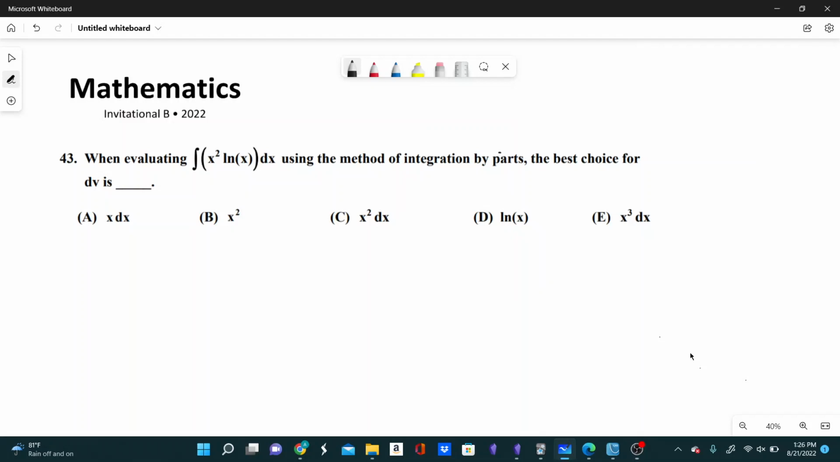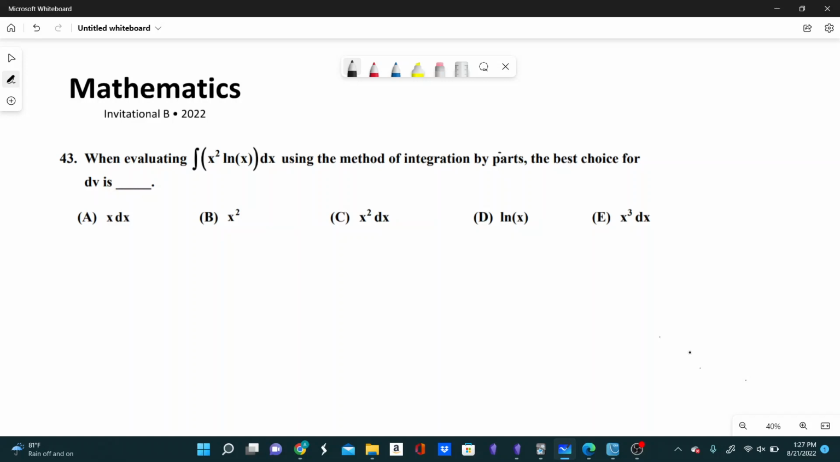Number 43. When evaluating the integral of x squared times the natural log of x dx using the method of integration by parts, the best choice for dv is what? So using integration by parts, what you're doing is you're trying to find the integral of the product of two functions. In this case, our two functions are going to be x squared and the natural log of x.